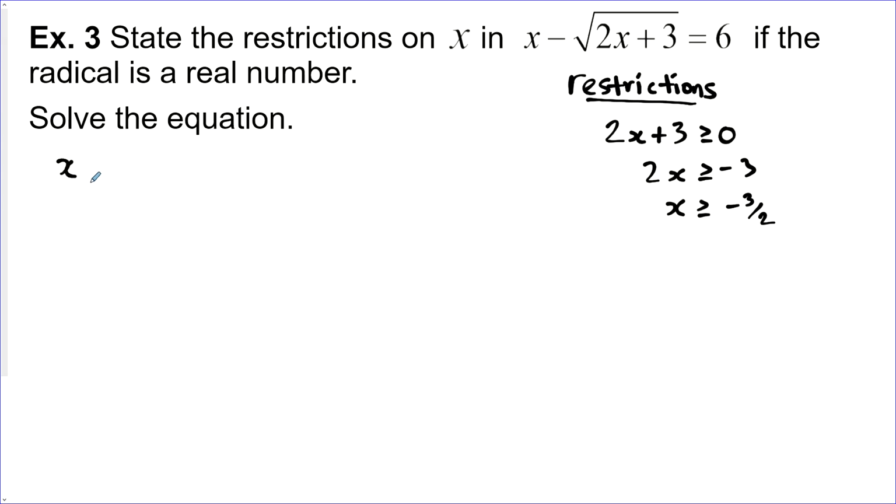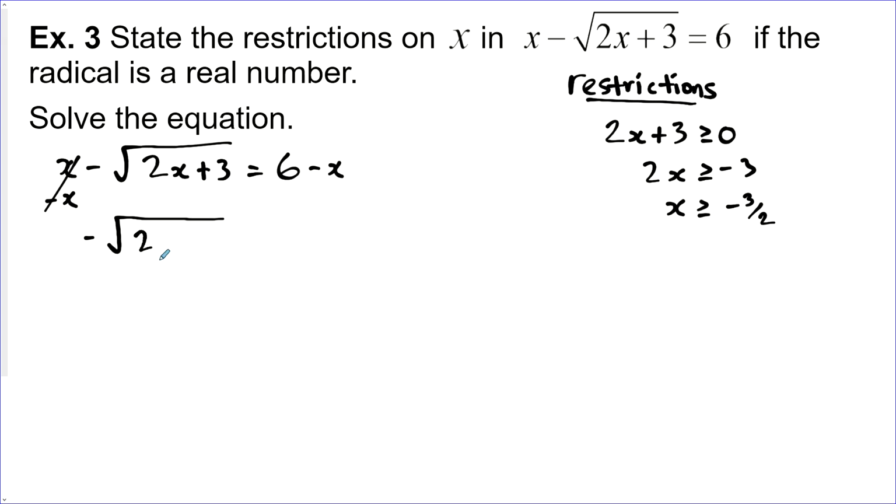We've got x minus root 2x plus 3 is equal to 6. We need to isolate this radical. You can move this radical over here, move the 6 over here, or you could just move the x over there. Either way, we'll get it by itself. Let's say the most common would be maybe subtracting x on both sides. Negative root 2x plus 3 is equal to 6 minus x. Now we've isolated the radical.